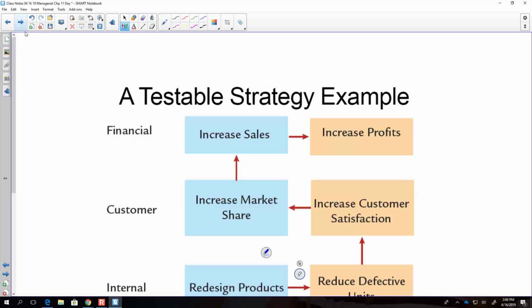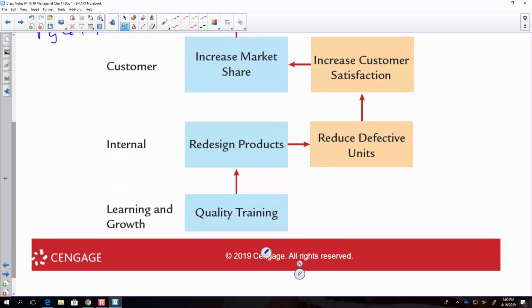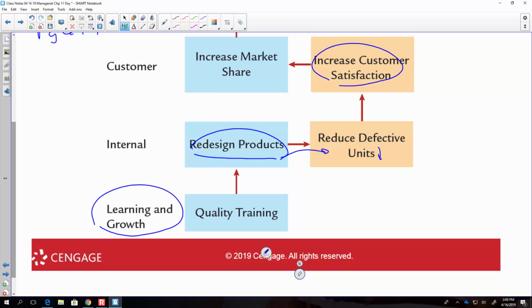But another term I want you to know, and remember each strategy has to be testable. So this picture is on page, if I jump ahead a little bit, 614. And all we're doing here is, here we have an objective, do some training, right? Quality training to redesign our products. What is that supposed to do, right? Reduce our defects, which should increase what? Our customer survey, and it just kind of satisfaction, and it kind of goes through that whole process. So what's our strategy? Better quality products, right? So how do we attain that strategy through these steps here?